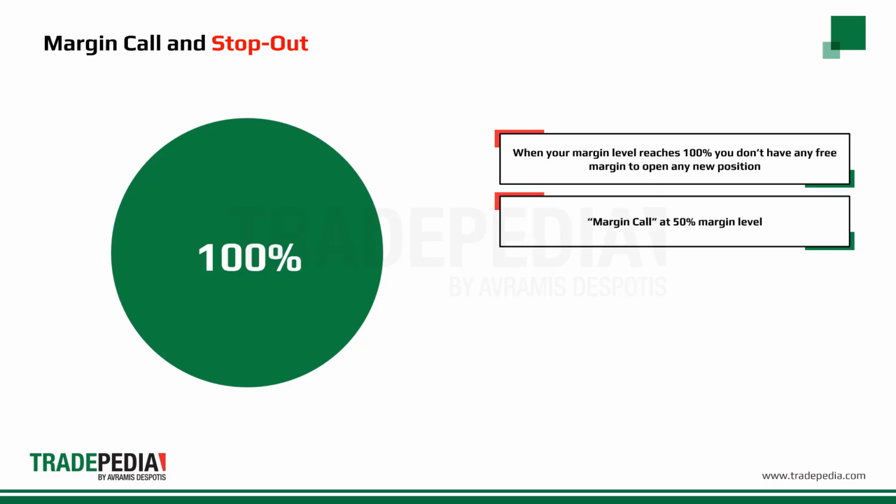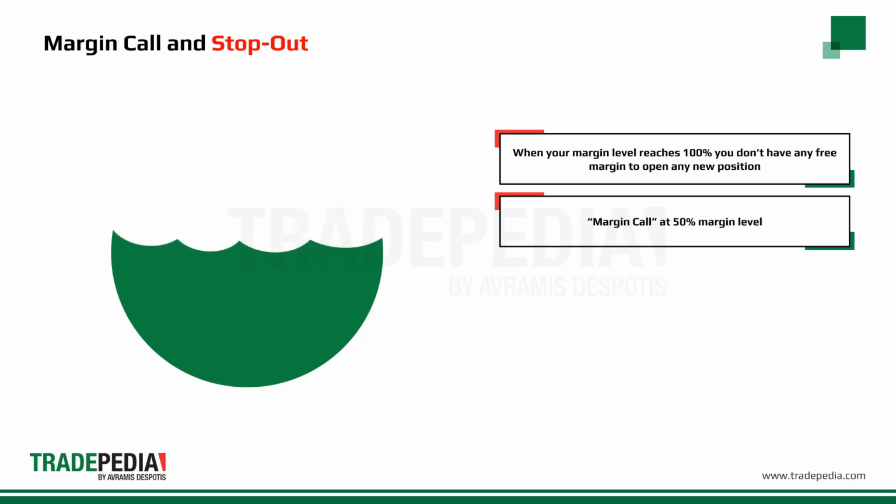One word that traders don't want to hear is margin call. When your margin level drops to 50%, you will enter the margin call territory, where you should deposit more money or alternatively start closing some of your open positions in order to meet your margin requirements and return your margin level to 100%. You can think of it as a warning call.